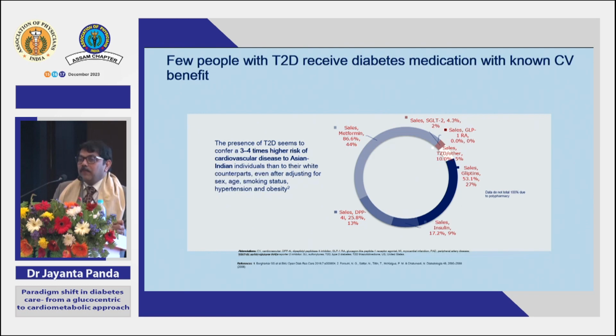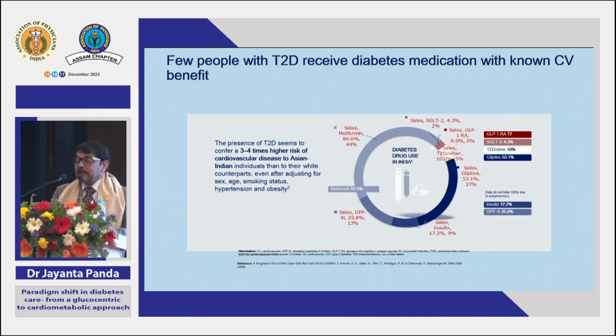I don't know how many of you will agree with me, but our awareness in choosing these drugs is very poor, and even good drugs like glitazone have a 10% share. And then you know that diabetes seems to confer a 3 to 4 times higher risk of cardiovascular disease in Asian Indians. Still, while choosing an anti-diabetic drug, hardly do we consider drugs with cardiovascular benefit. So all these data together tell us that we should intensify the drug treatment more at the time of diagnosis.